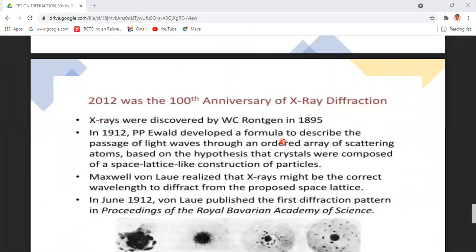Coming to here, what are the other applications of diffraction? Here we have learned only about the diffraction of light, diffraction of light rays from single slits or double slits.